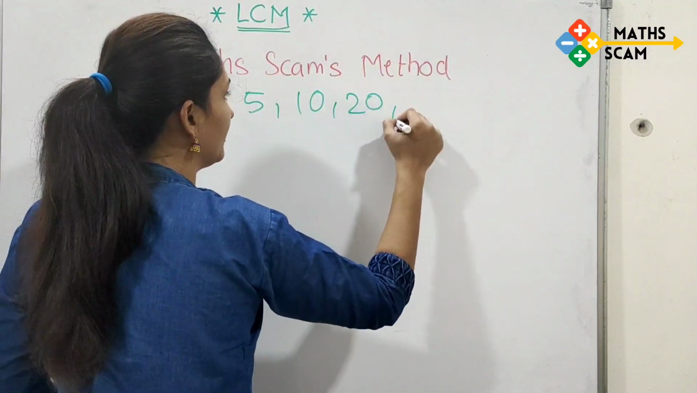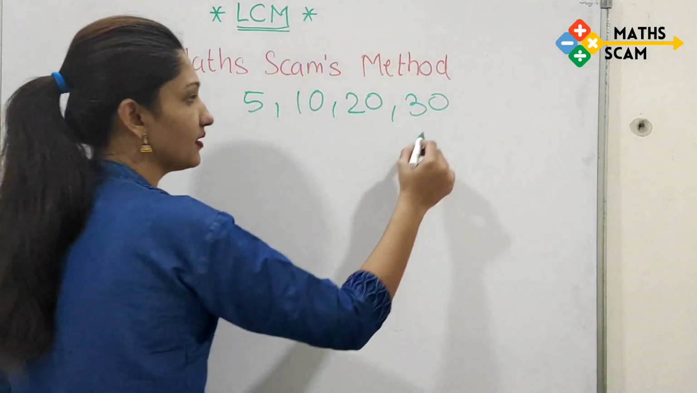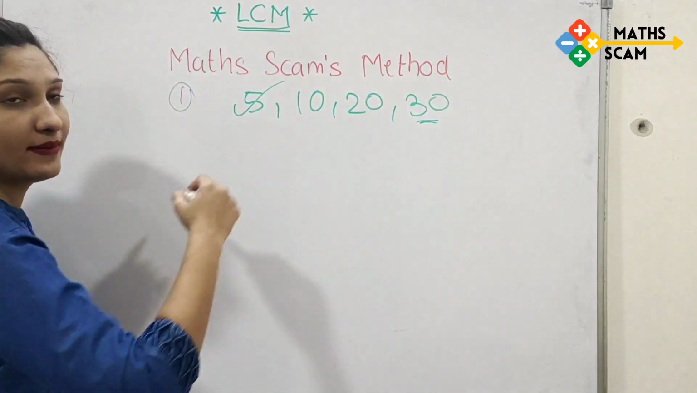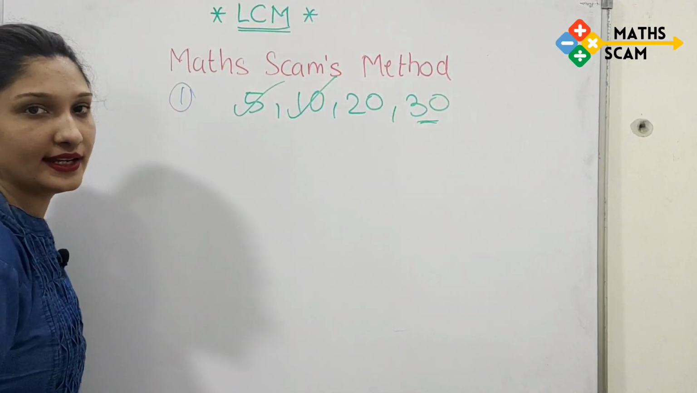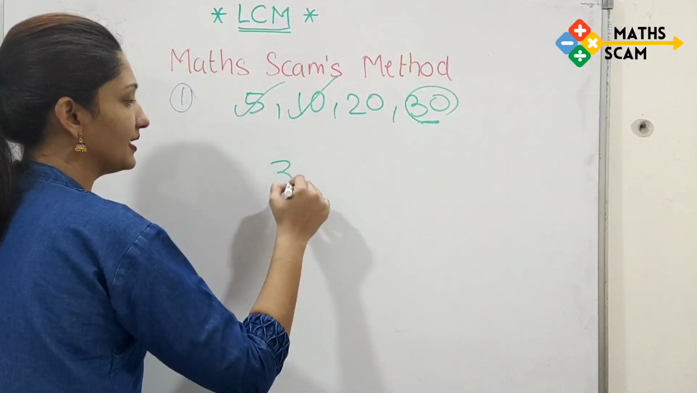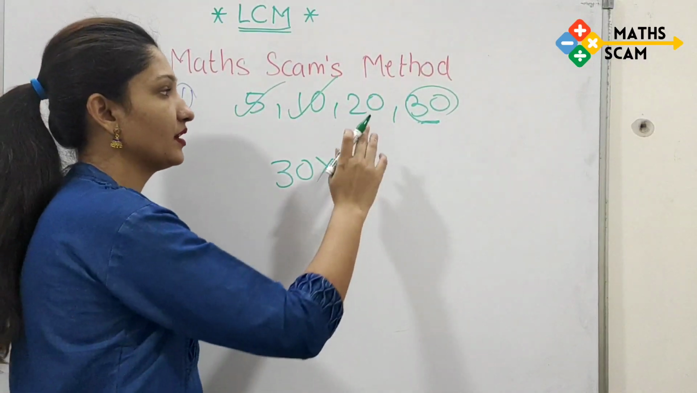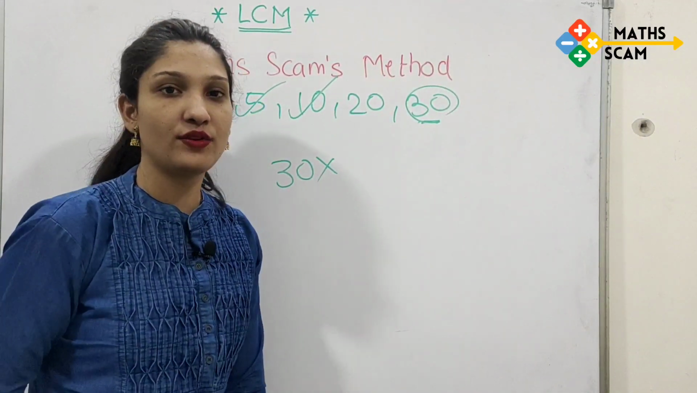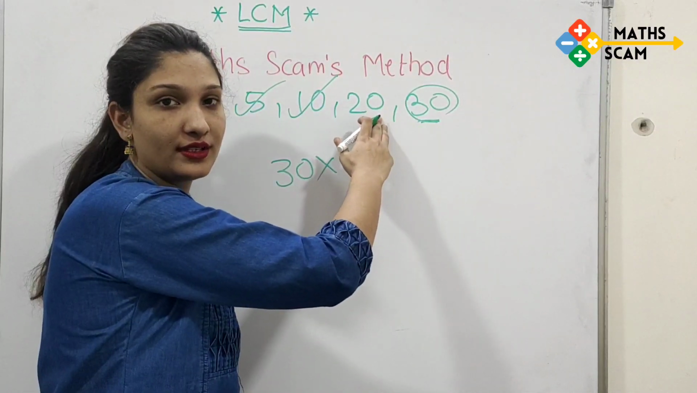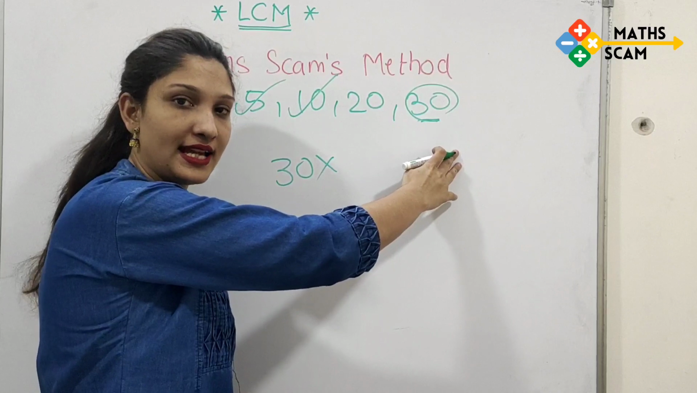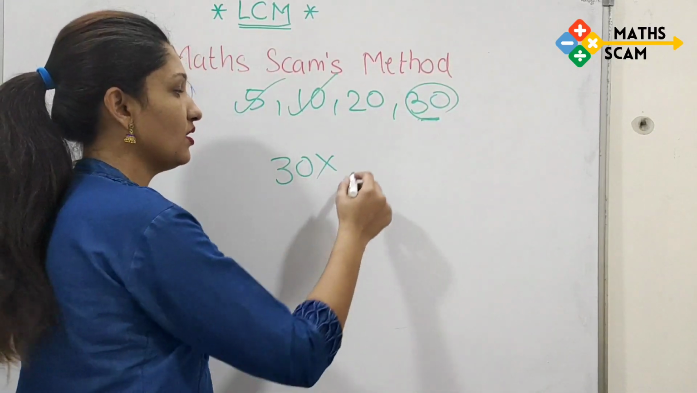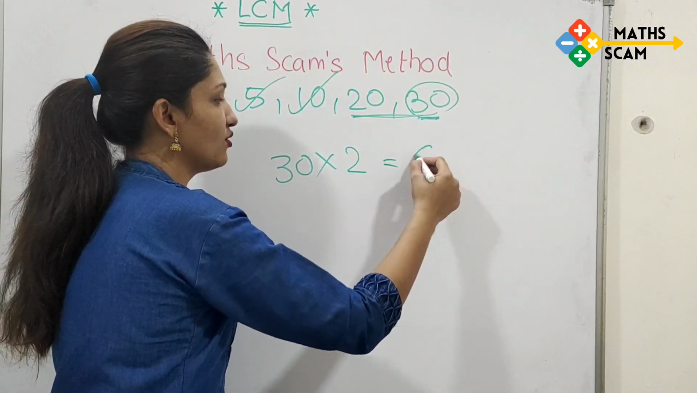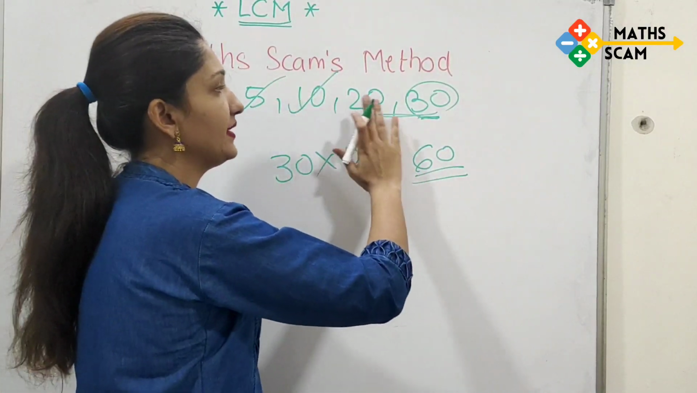5, 10, 20, 30. Larger number is 30. Can we divide 30 by 5? Yes. Can we divide 30 by 10? Yes. Can we divide 30 by 20? No. Okay, then write the larger number as it is. Multiply by, we need to find the common multiple of 20 and 30. So we'll start with 2. Can we divide 20 by 2? Yes. Can we divide 30 by 2? Yes. 15 2s are 30. 10 2s are 20. So least common multiple of 20 and 30 is 2. So multiply this number 30 into 2, 60. So LCM of 5, 10, 20, 30 is 60.